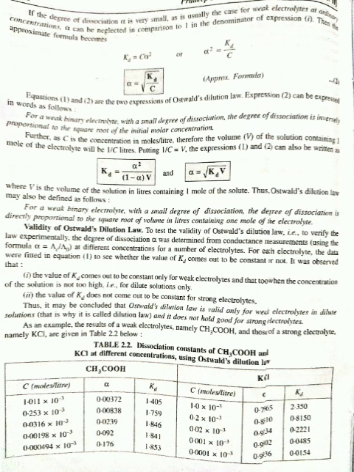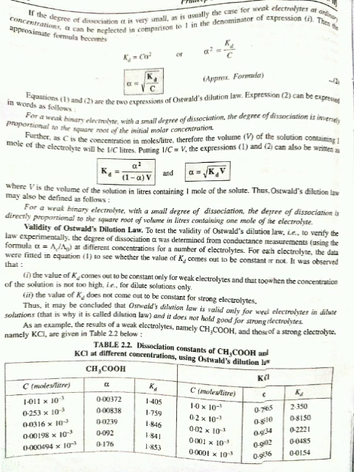Expression 2 can be expressed in words as follows. For a weak binary electrolyte with a small degree of dissociation, the degree of dissociation is inversely proportional to the square root of the initial molar concentration. Further, as C is the concentration in moles per liter, the volume V of the solution containing 1 mole of the electrolyte will be 1 upon C liters, putting 1 upon C is equal to V.